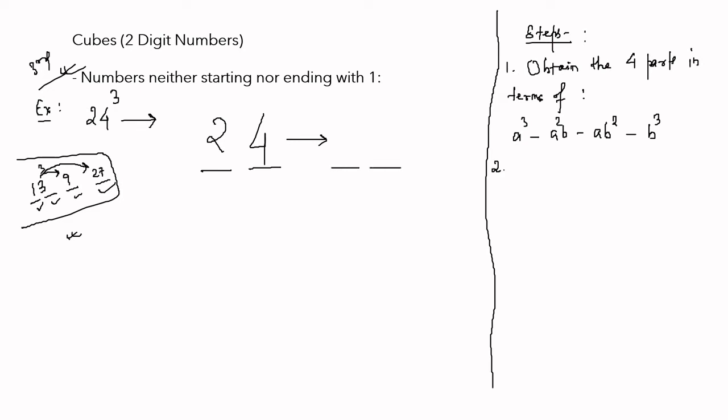Just divide it into 4 blank spaces because we need 4 parts, of course. So in 24, let's just denote a as 2 and b as 4. Since 24 is a 2 digit number, a and b took the place of 2 and 4 respectively. So the first blank space that needs to be filled is with a cube. Now if you see a cube, what exactly is going to come? It's 8.